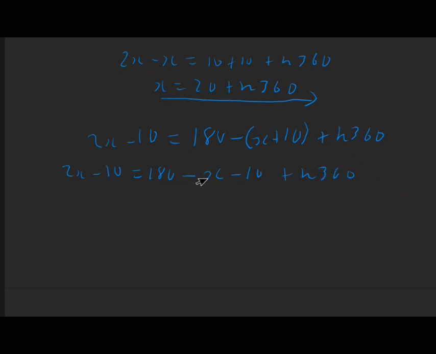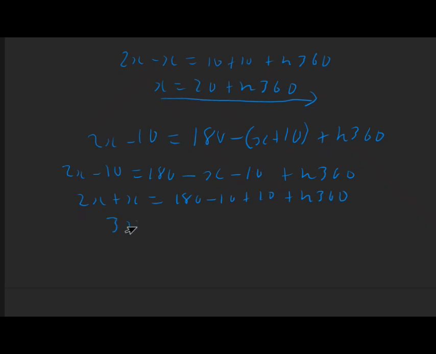So notice that I'm going to take this to the other side of the equation. So it's going to end up being 2x plus x, right? And then I take 10 to the other side of the equation. So now it's going to be 180 minus 10 plus 10. This minus 10 is this one, and then this one came to this side of the equation, so it became plus 10. So then I have k 360. So minus 10 and 10 cancels out, and here it's 3x.